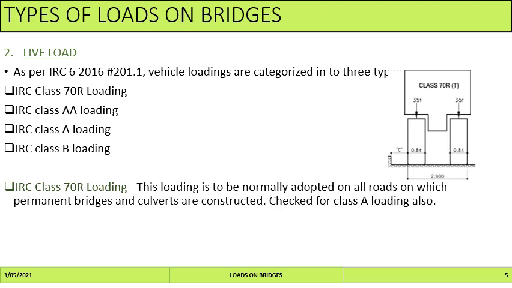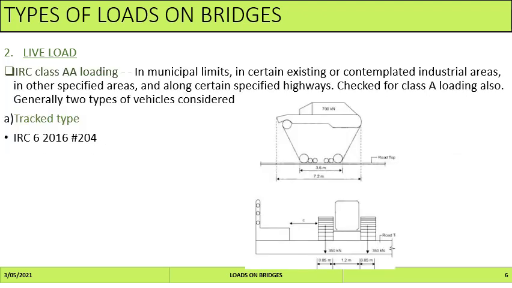In this figure we can see they designed a vehicle with 35 ton on each wheel, 0.84 width of the wheels, and the distance between the wheels is 2.9 meter. For Class 70R loading, the Class A loading is also checked. Second loading type is Class AA loading. These are for municipal limits in certain existing and upcoming industrial areas. This loading is also checked for Class A loading.